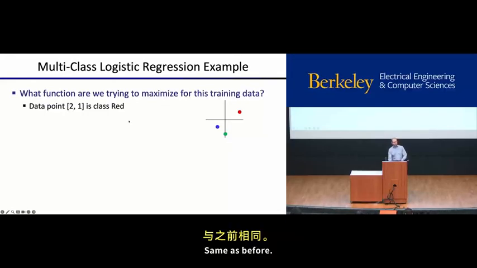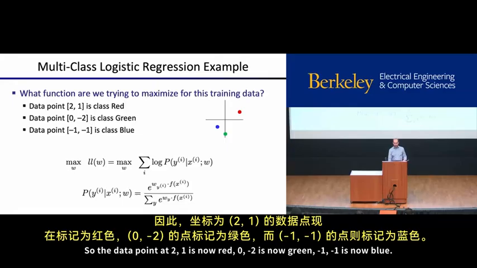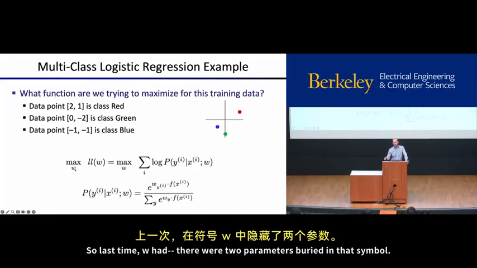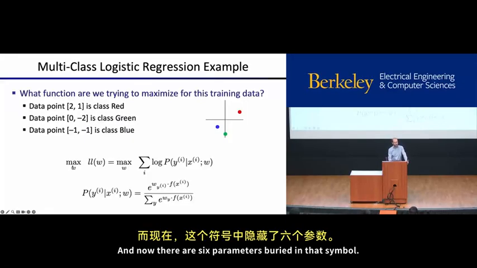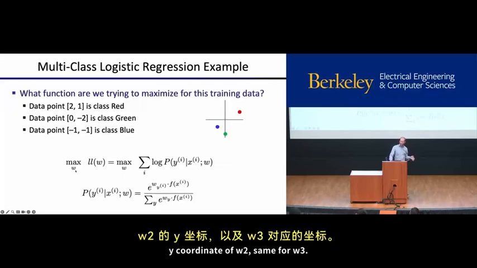Same as before. So the data point at 2, 1 is now red, 0, negative 2 is now green, negative 1, negative 1 is now blue. And now we're maximizing over 3 weight vectors, really. So last time W had 2 parameters buried in that symbol. And now there are 6 parameters buried in that symbol. We need the x-coordinate of W1, the y-coordinate of W1, x-coordinate of W2, y-coordinate of W2, same for W3.